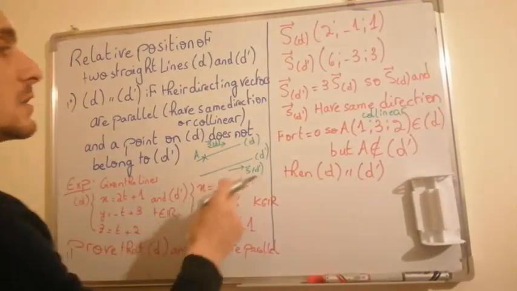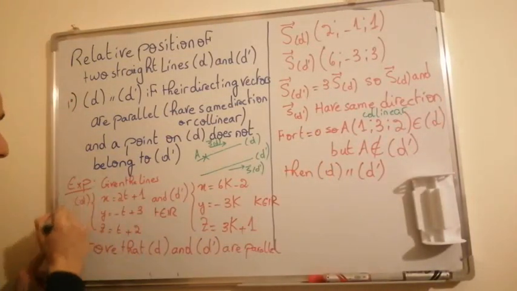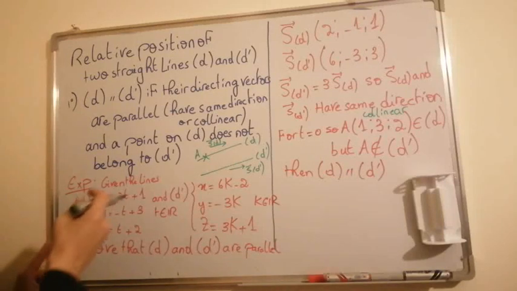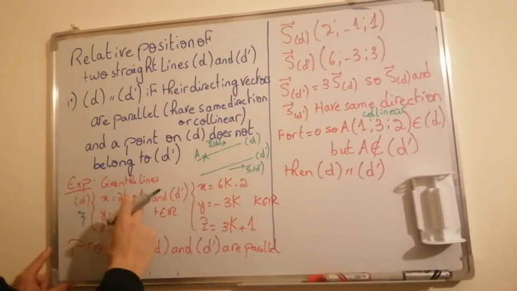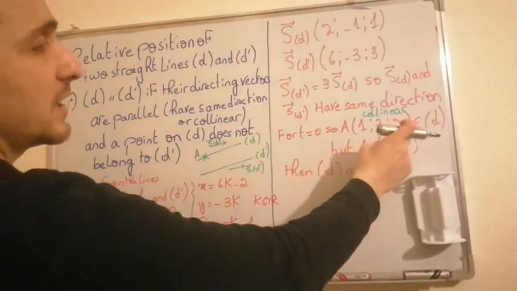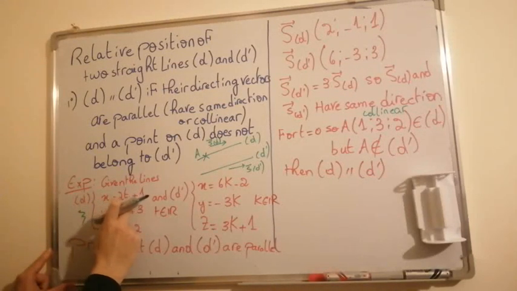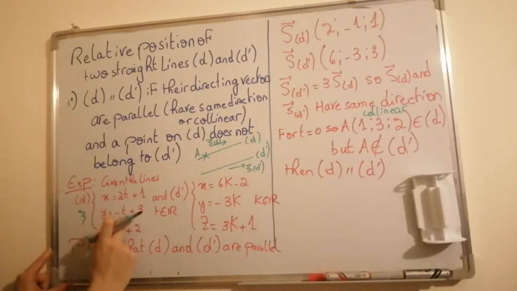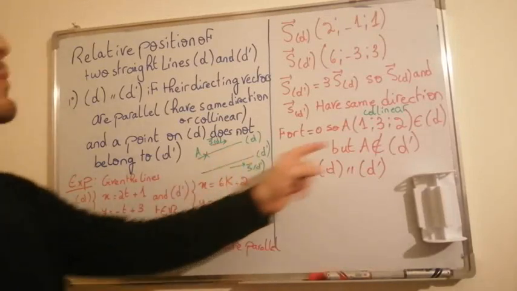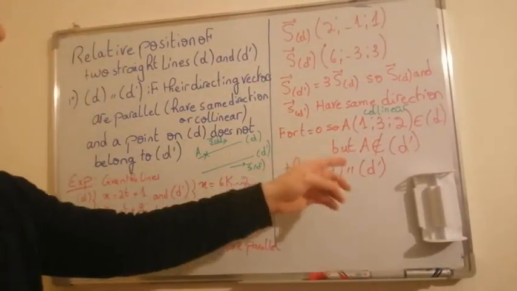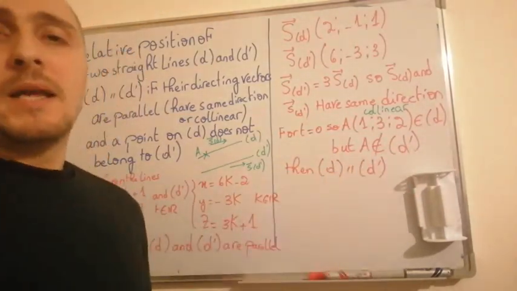For t equals 0, we can replace t by 0 in the equation of the line D to obtain a particular point on this line D. We obtain the point A of abscissa (1, 3, 2). I repeat, for t equals 0, x equals 2 times 0 plus 1, it's 1, y equals 0 plus 3, it's 3, and z equals 0 plus 2, it's 2. This point belongs to D, but this point doesn't belong to D prime, so these two lines are parallel. Okay?